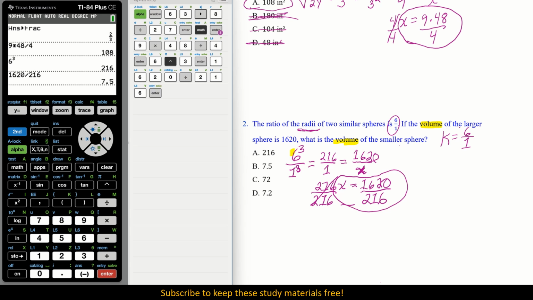Okay, and that is actually correct. Think about it. If we're talking volume, that would be the only thing that makes sense, because if you have something that's 6 to 1 and then you cube that and then you multiply, yeah. So the smaller sphere is somewhat smaller, quite a bit smaller, okay?